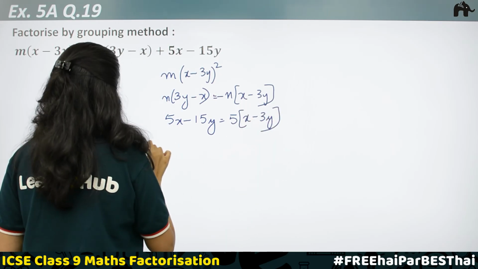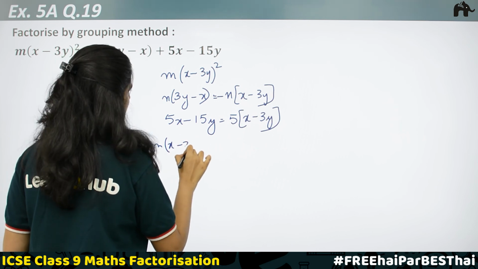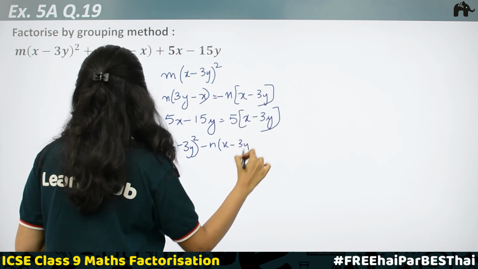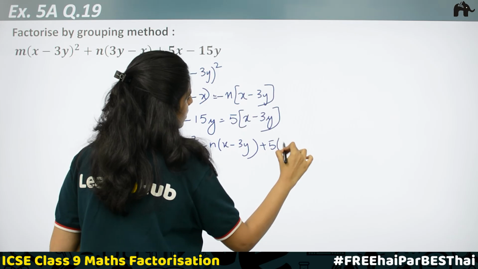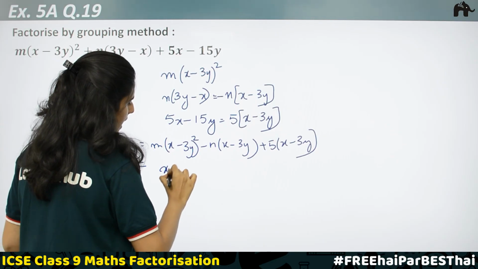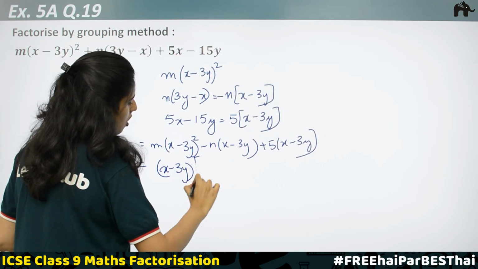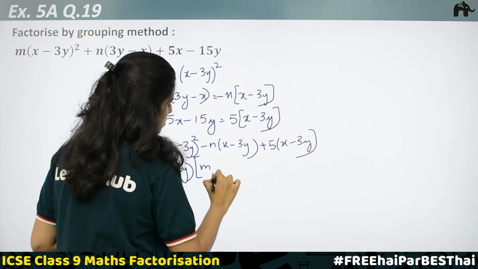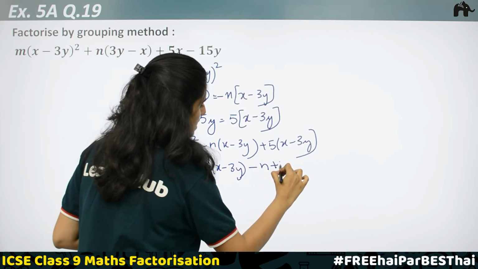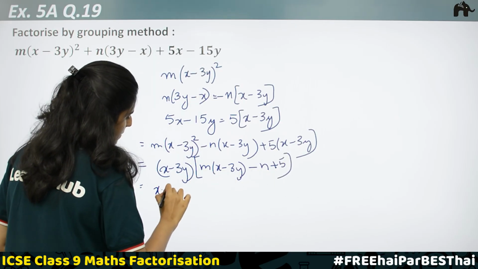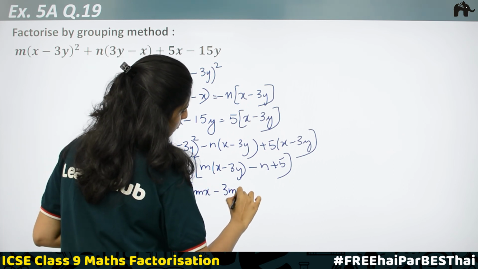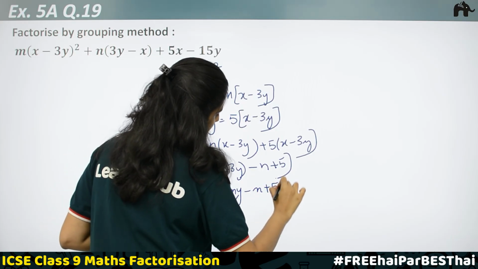So this can be written as m(x - 3y)² - n(x - 3y) + 5(x - 3y). That is equal to, take out the common factor, x - 3y is common in all three terms. Then we have m(x - 3y) - n. Here what is remaining? Plus 5. That is equal to (x - 3y)(mx - 3my - n + 5). So this is the answer.